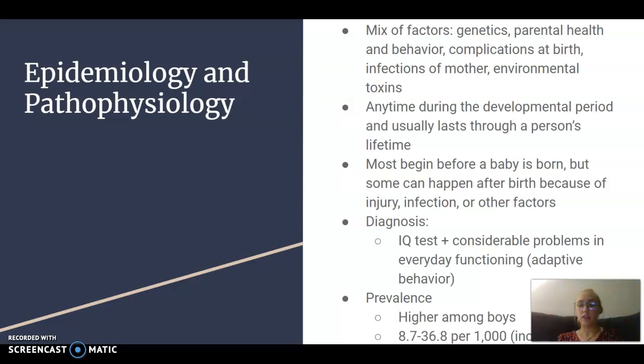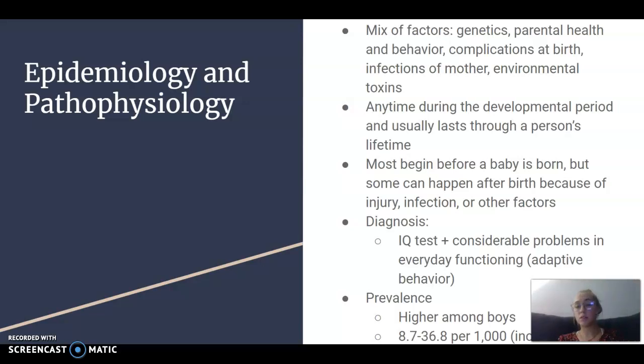Epidemiology and pathophysiology. Not a ton of research has been conclusive on what causes intellectual disabilities. We know there's a mix of factors that can contribute to the likelihood of having one. Some of those factors are genetics, parental health and behavior, especially during pregnancy, complications at birth, any infections the mother may have, and environmental toxins such as lead poisoning. They can occur anytime during the developmental period and usually last through a person's lifetime. Most begin before a baby is even born, during pregnancy, but sometimes it can happen after birth, because of an injury, infection, or other environmental factors.